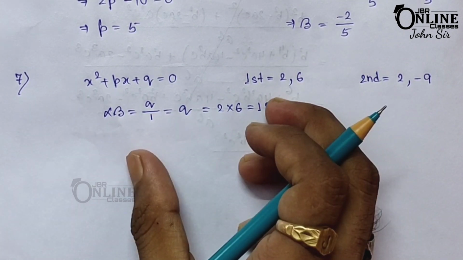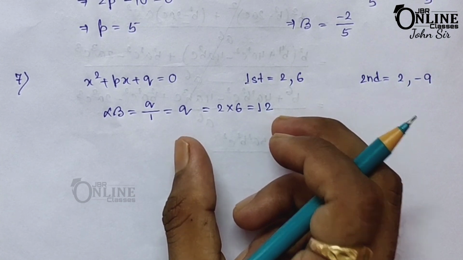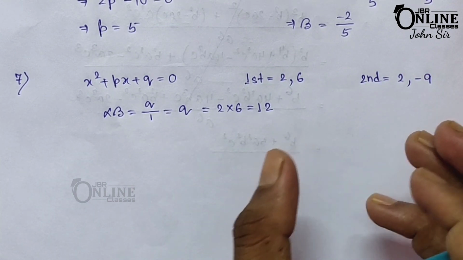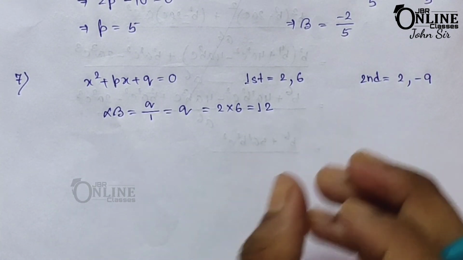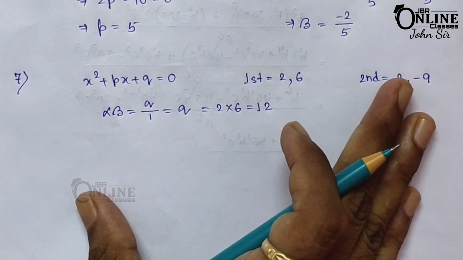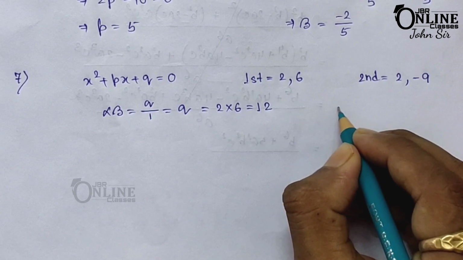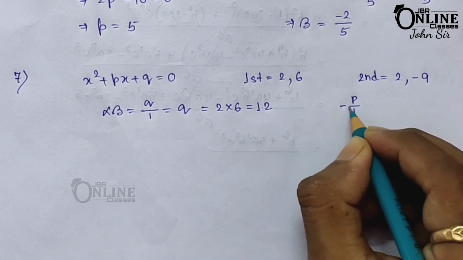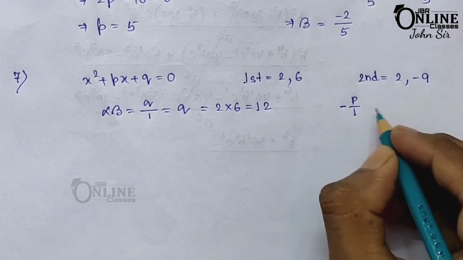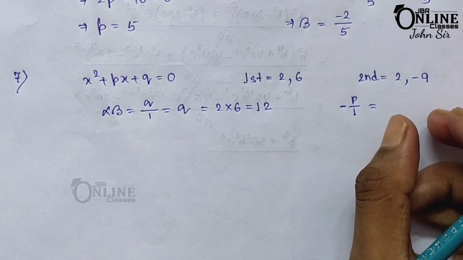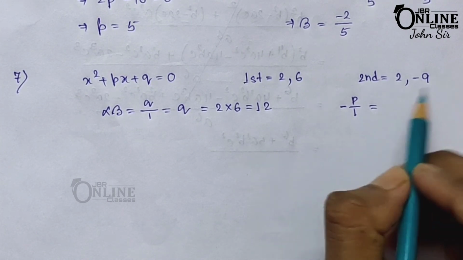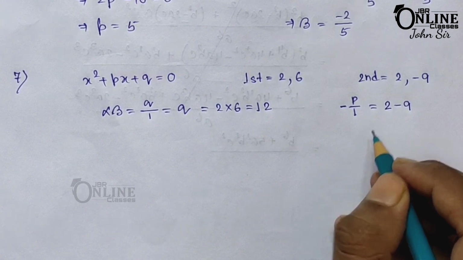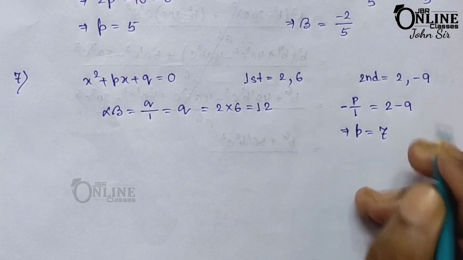Now for the second candidate, the value of p will be true, but the value of q is wrong. Value of p is right and value of q is wrong. So you know that here value of p relates to the sum of the roots. So minus p by 1 equals the sum of the roots. Sum of the roots means here 2 plus minus 9, so it will be 2 minus 9. So from that p equals 7.